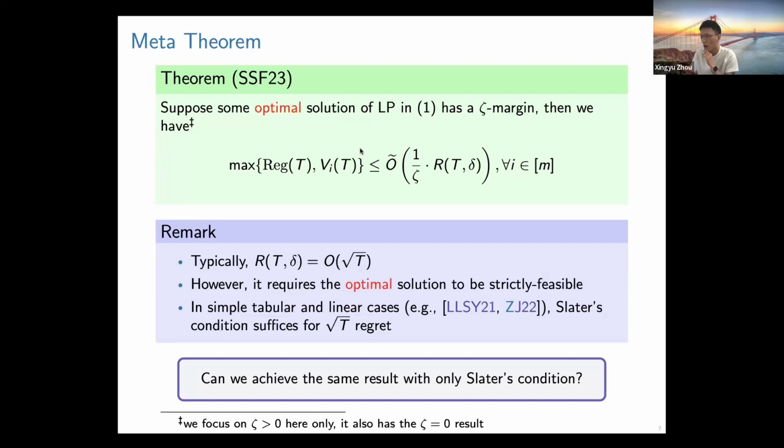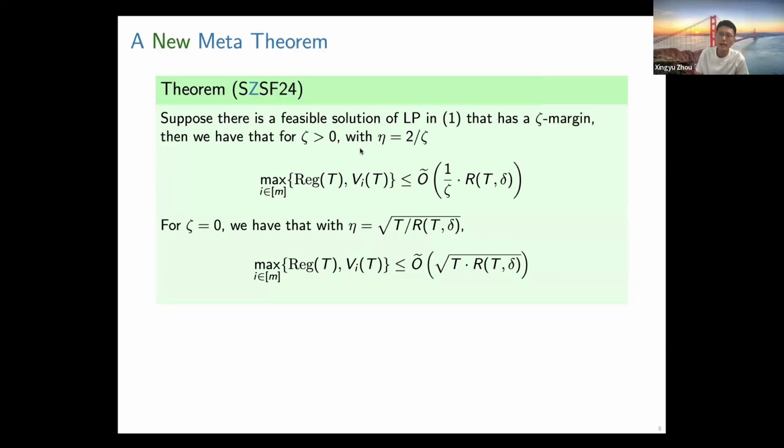Okay. So now we have a new meta theorem. This is a new version. I joined the project and made some contribution. The result is very simple. Instead of a strictly feasible optimal solution, if any solution of that LP is strictly feasible, then we have this result: the constraint violation and the regret are upper bounded by the same order. And also for zeta zero: if you do not find any strictly feasible solution, zeta is zero.